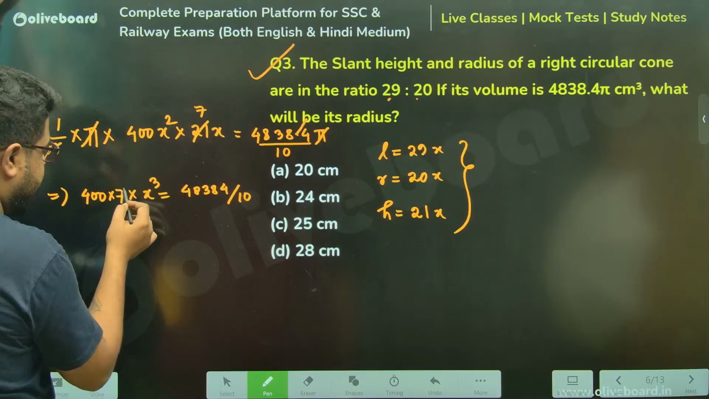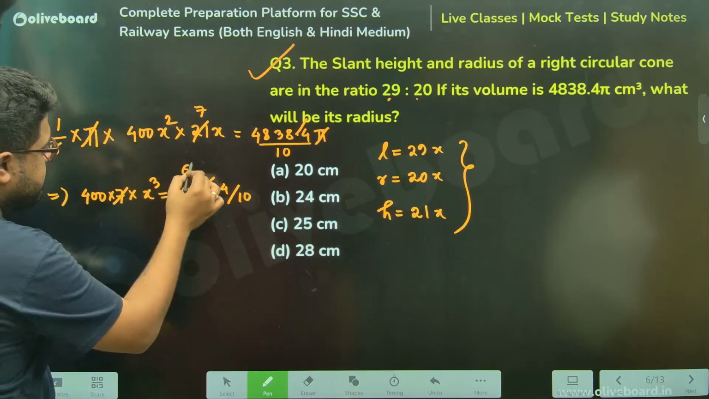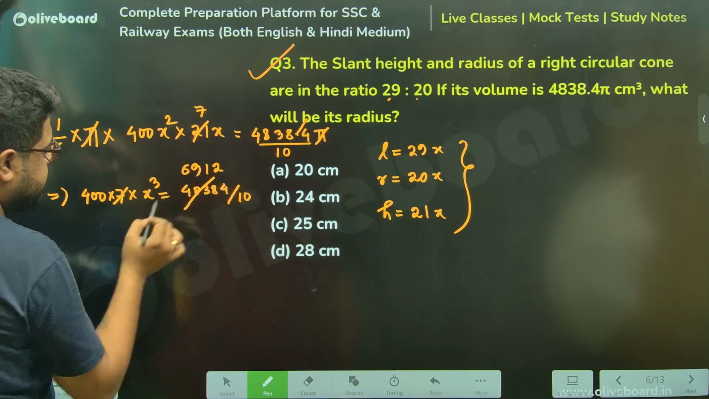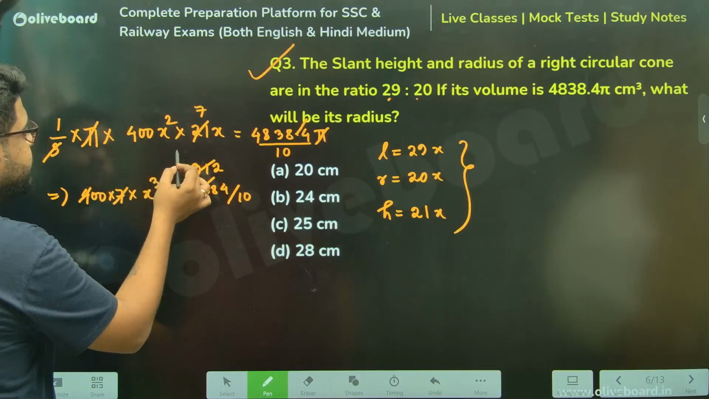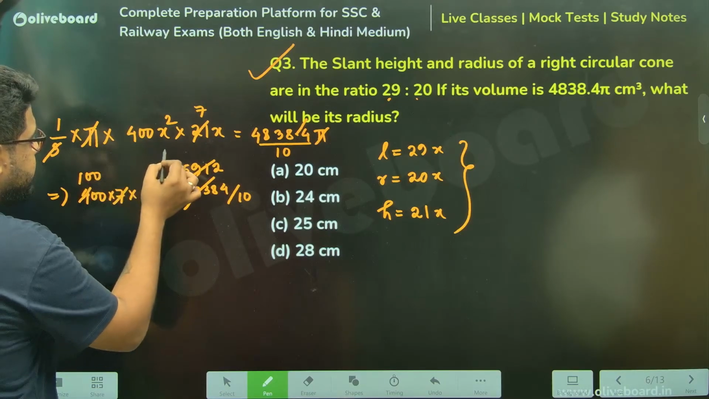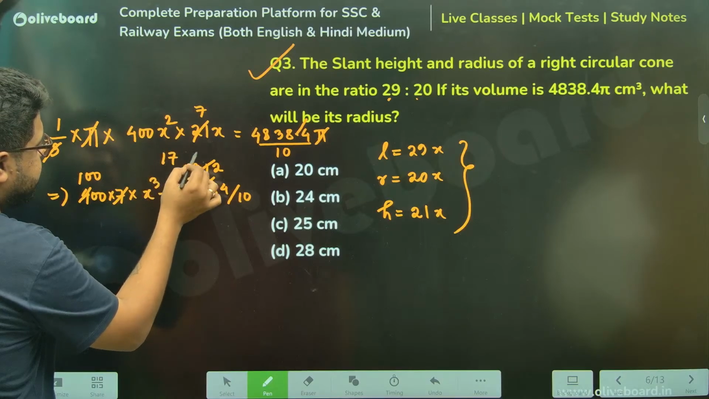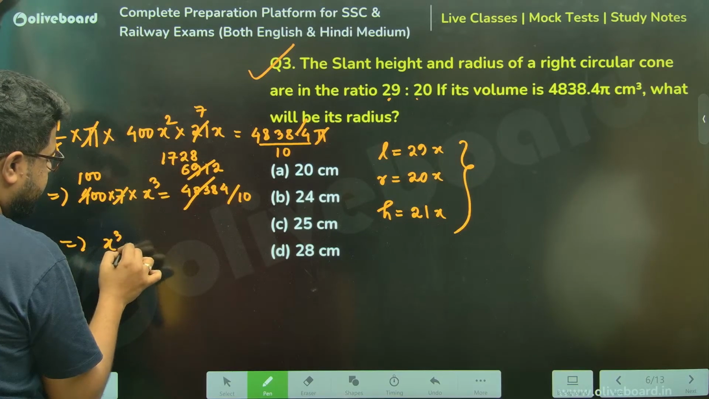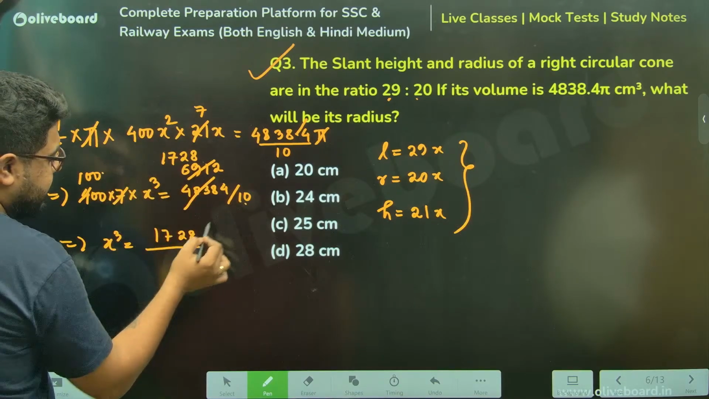Let's calculate. 6 7s are 42, 7 9s are this. It should go by 4. So by 4, this is 100. 17s are 68, 4 2s are this, 4 8s are this, 1728. Yeah, now it's a good value. 1728 by 10, meaning sir 1000.